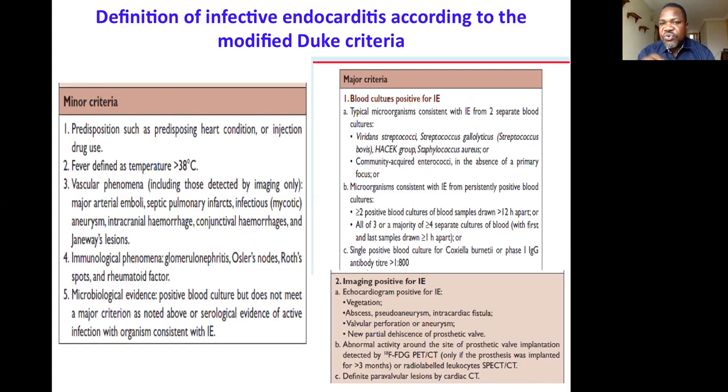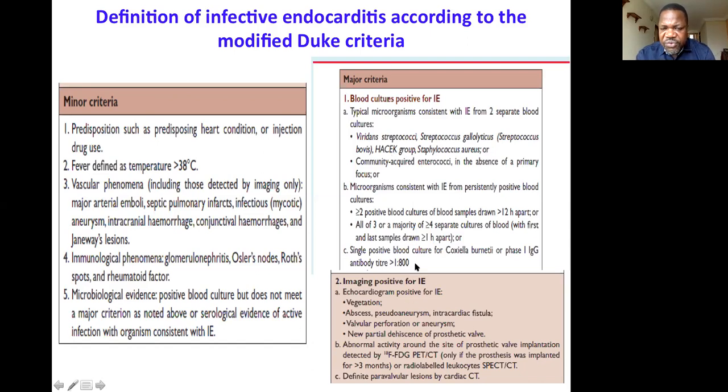Then you grow microorganisms that are known to classically cause infective endocarditis, like the oral streptococci or enterococci, or you can grow another pathogen but consistently find it in the blood culture result when you take 3 or 4 different sets of blood culture.